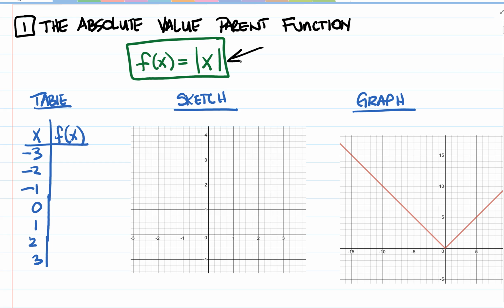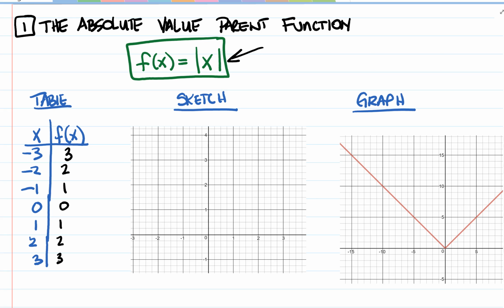If I make a table of values, let's say I have x values of -3, -2, -1, all the way up to 3, then the f(x), or function output values, would be 3, 2, 1, 0, 1, 2, and 3, because the absolute value of a number is always positive. That shouldn't be a big surprise.